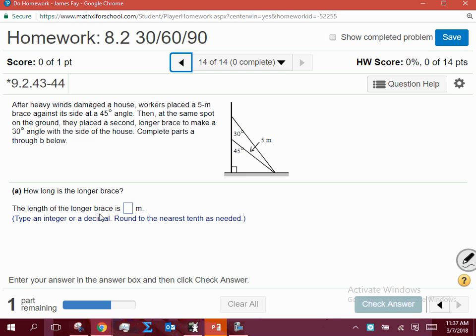After heavy winds damaged a house, workers placed a 5-meter brace against the side at a 45-degree angle. So that's talking about this bottom brace. Then at the same spot on the ground, they placed a second, longer brace to make a 30-degree angle. So that's up here. It says complete parts A through B below. How long is the longer brace? So they want to know essentially how long is that bigger hypotenuse. Once we answer that, we'll go through and see what else they want.